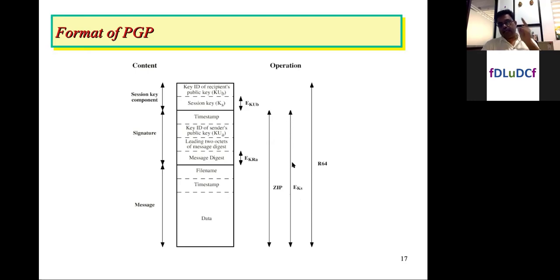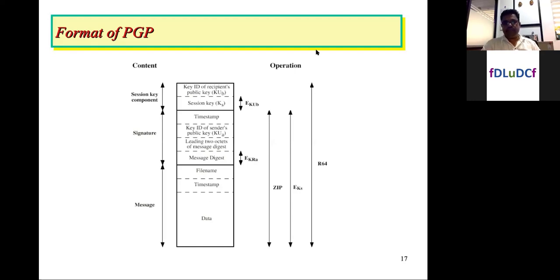Then the recipient, when they get it, has to decrypt it. In order to decrypt, they have to get the key. So the encrypted key is there, and the recipient will decrypt it using his private key. They get the key and use that key to decrypt the message. Then they unzip it and get the message back. So that's how it works.